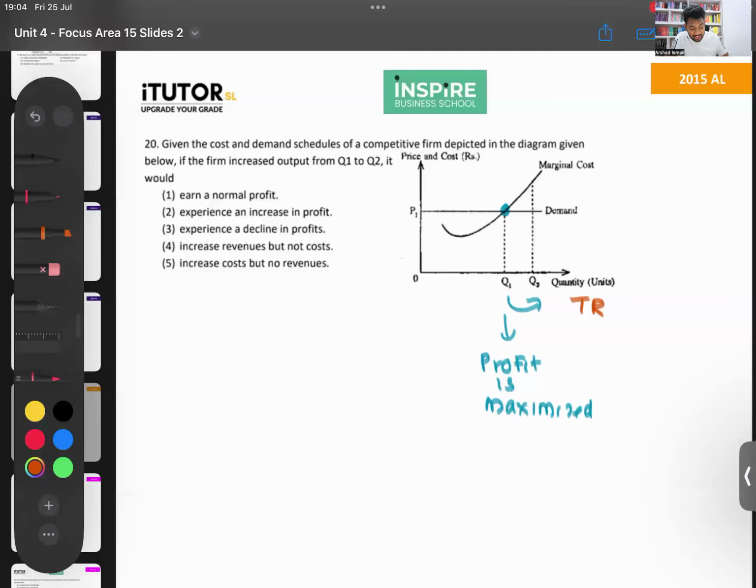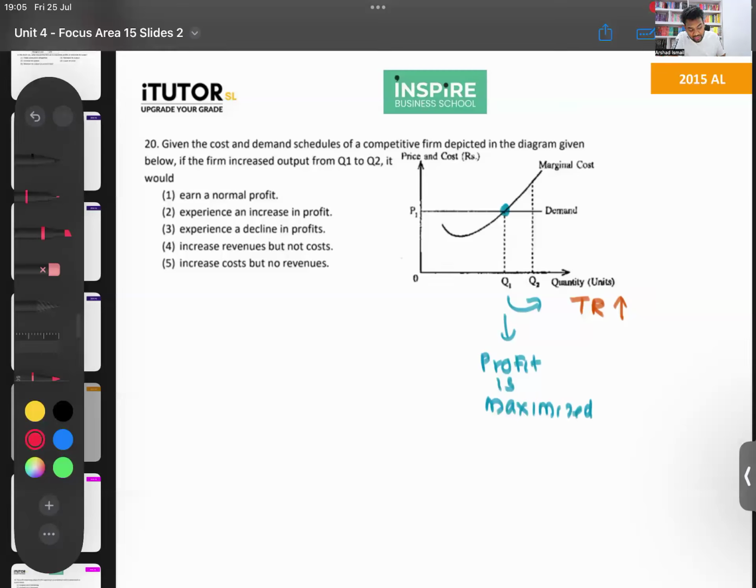Your total revenue increases. Your marginal revenue is constant. Total revenue goes up because total revenue is price times quantity. Before that, total revenue was these blue blocks. But now, if you're selling the quantity of Q2, this entire thing becomes total revenue, price times quantity. So if you move from Q1 to Q2, the total revenue would increase.